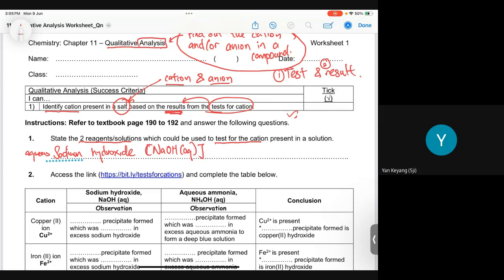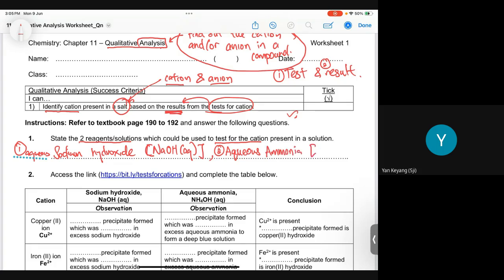Let me put a square bracket like that. So this is the first thing, the aqueous sodium hydroxide. You can add it and look out for precipitates to find out what cation is present. The other one you can use is aqueous ammonia.